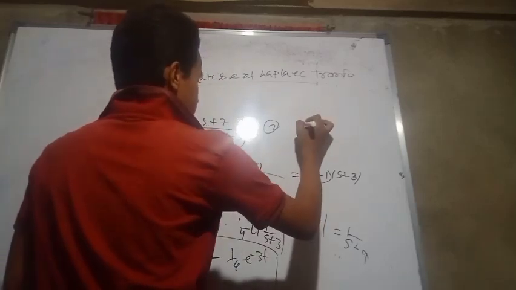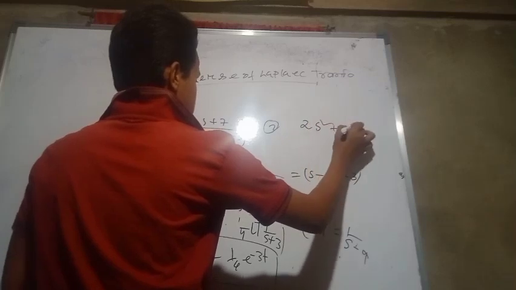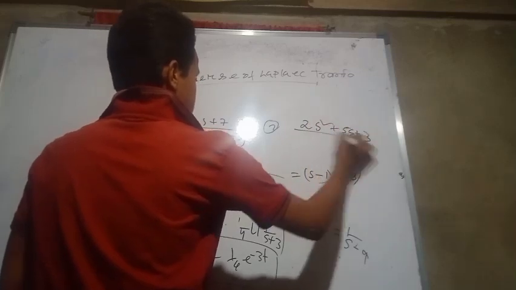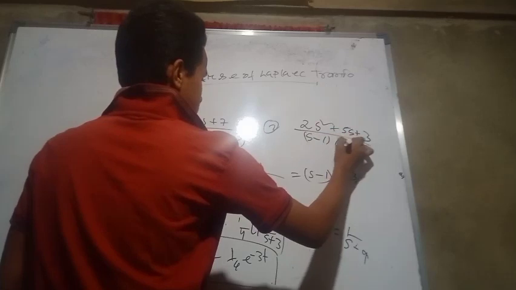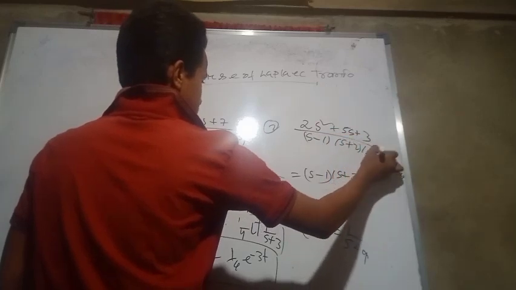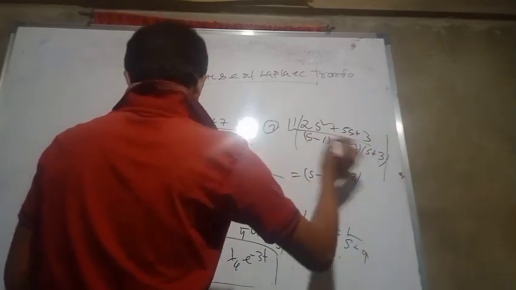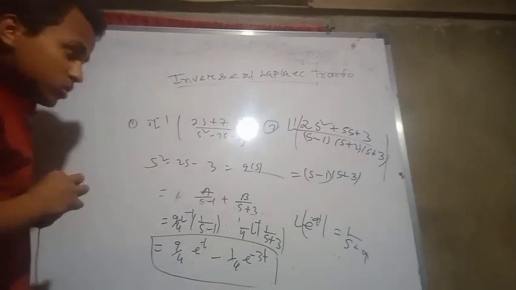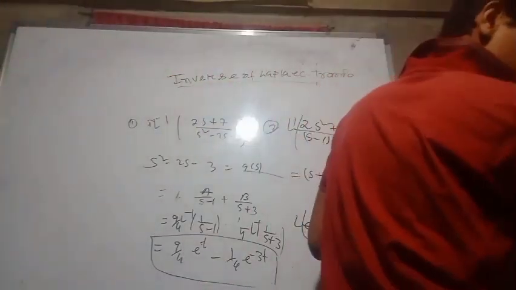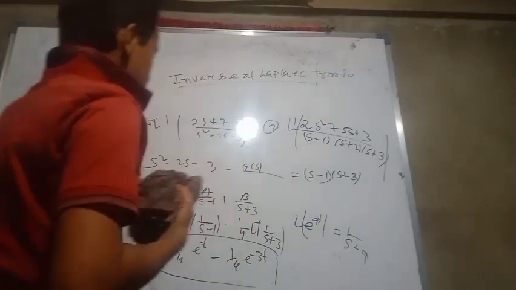Find the inverse Laplace transform of (2s square plus 5s plus 3) upon (s minus 1)(s plus 2)(s plus 3). Find the inverse of the Laplace transform. That is your task.